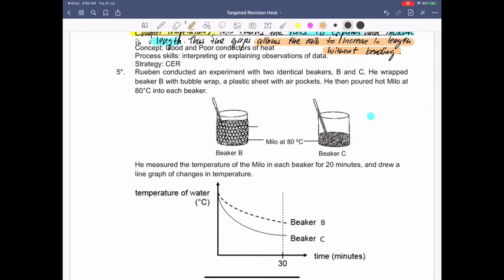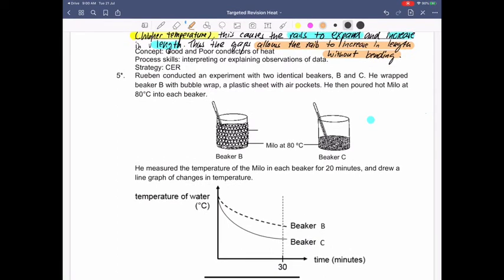Now, in question 5, let's take a look at it. Reuben conducted an experiment with two identical beakers. They always like to talk about two identical beakers and everything else because there can only be one changed variable in any experiment. That's something that we need to know. He wrapped beaker B with bubble wrap, a plastic sheet with air pockets. He then poured hot Milo at 80 degrees into each beaker.